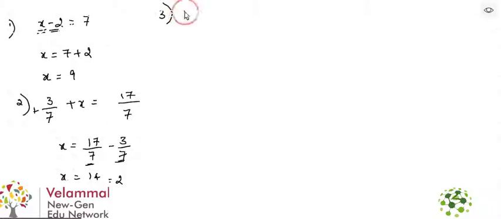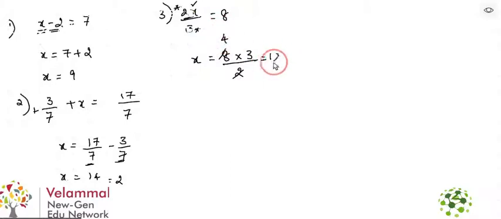Suppose I have 2x by 3 equals 8. I want x, right? I don't want this 3 as well as I don't want this 2. So how do I take it to the right hand side? 3 is in division, so it will go in multiplication. 2 is in multiplication, so it will come in division. 2 and 8 will cut by 4 times. So the answer is 12.